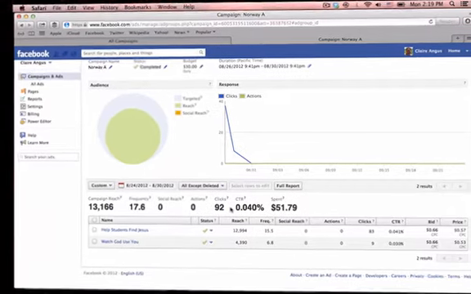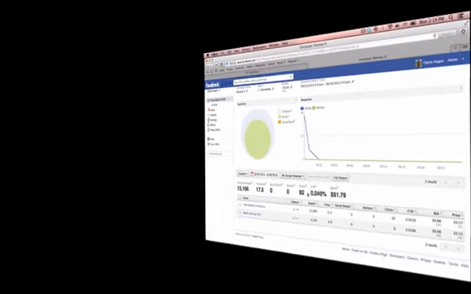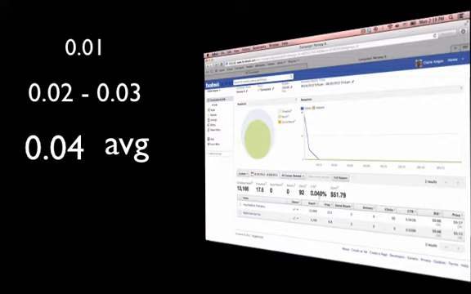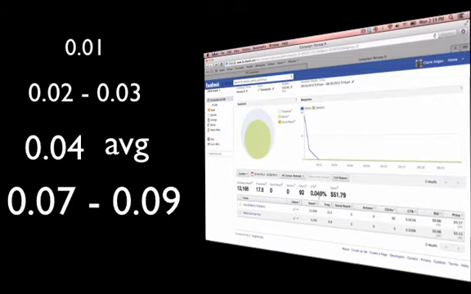Is this average? Well, what we learned is that a click-through rate of 0.04% is exactly average. It's not horrible, it's not spectacular, it's right there in the middle of most Facebook advertisers around the world. And so a click-through rate of 0.01 is considered very poor, 0.02 to 0.03 is below average, 0.04 is average, and then you get up to 0.07 to 0.09 is above average, and then when you're hitting 0.1 and above, you're really in that optimal spot.